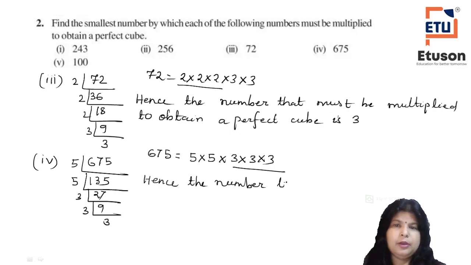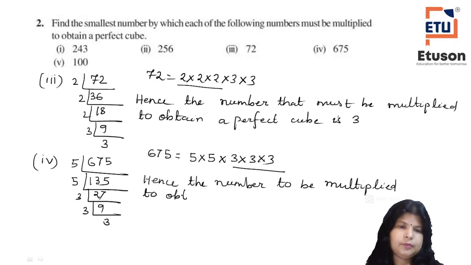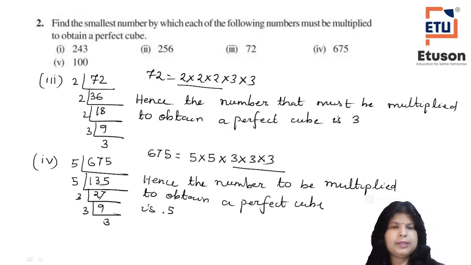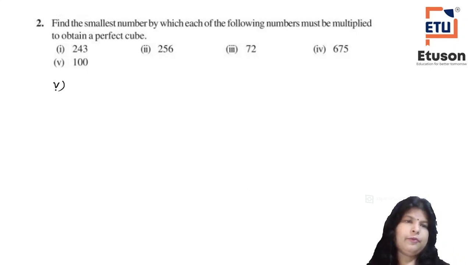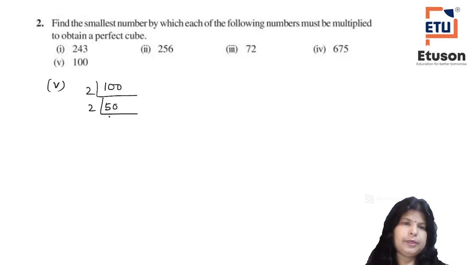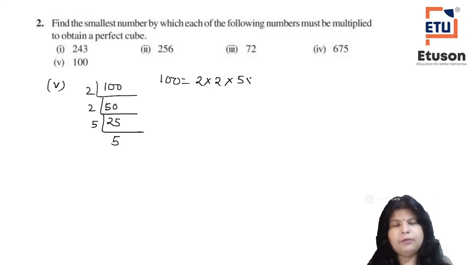Hence the number to be multiplied to obtain a perfect cube is 5. Correct, children? Now let us go to the next bit, that is bit 5. So you have 100, 2 divided by 2, you get 25, 5, then 5, right? So 100 is equal to 2 into 2 into 5 into 5, right?